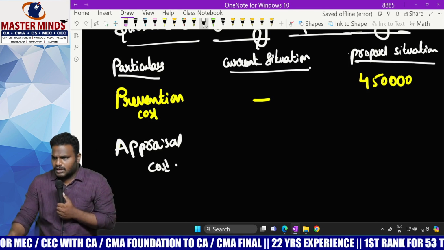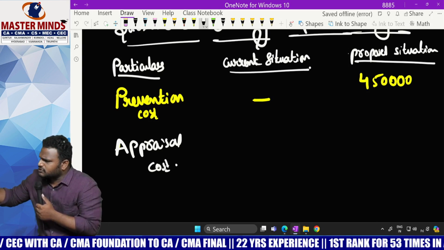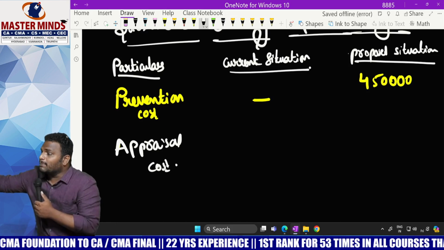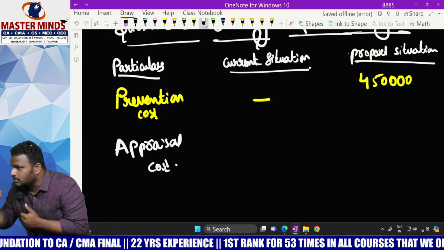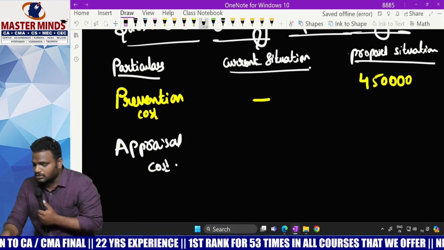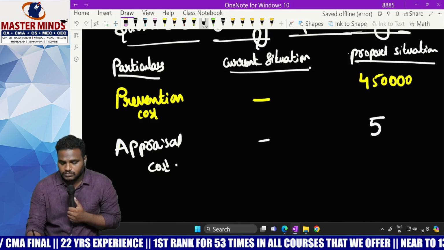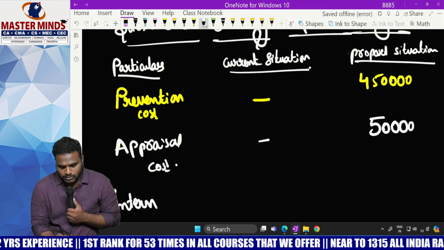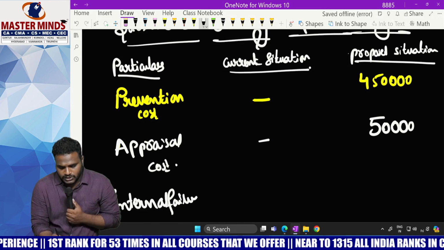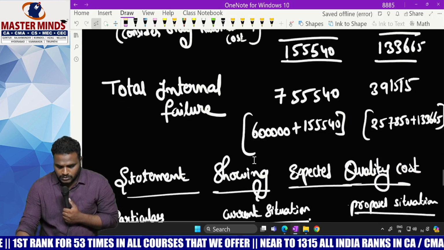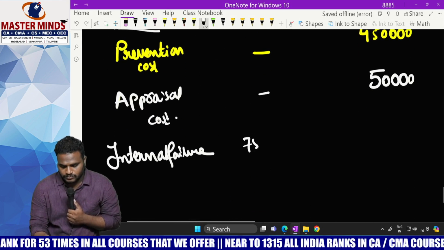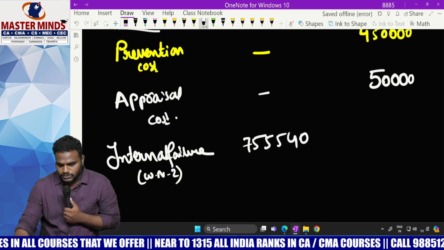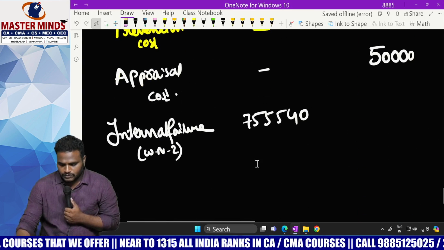Appraisal. Right now, are you incurred any specific cost for inspection? No. But in proposal situation, you are appointed a quality control consultant, right? How much of the cost incurred by the company? Which cost it is? Next, internal failure. How much of the current situation, how much of the cost incurred? Internal failure? 7 lakh. Working note number 2. 7,55,540. Proposal situation? 3,91,000.